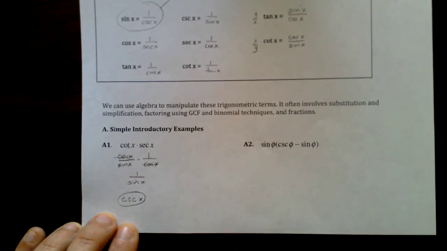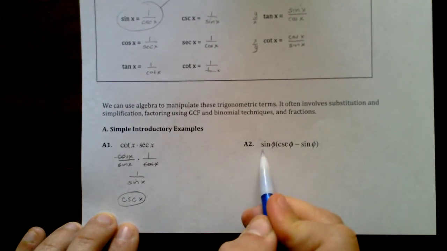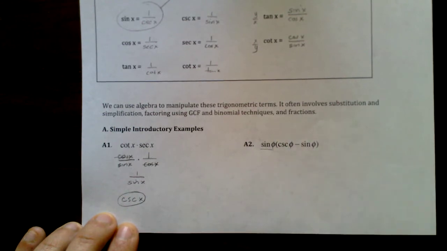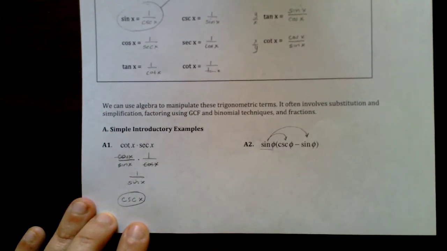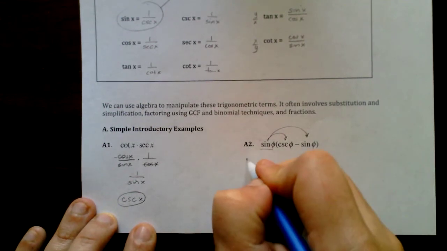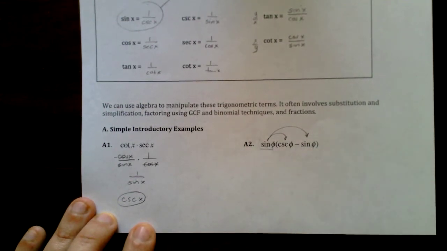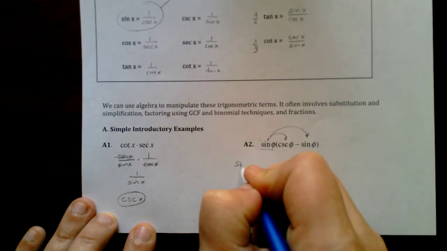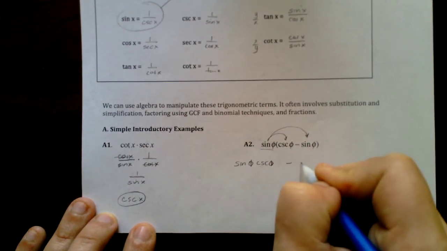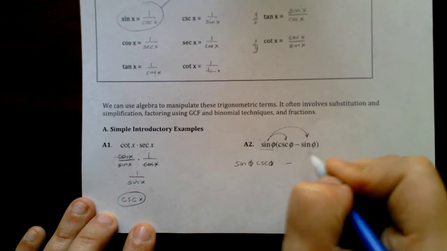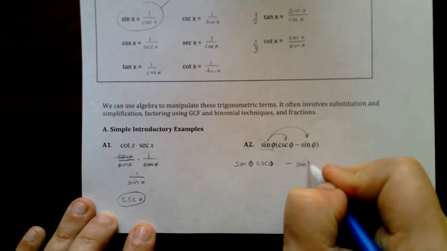When I look at example 2, and I'm given something where I have a term out front times a quantity, this is an example where maybe I want to distribute and then simplify. So notice I've changed Greek symbols. I don't have x, I don't have theta, I have a different Greek symbol. It's treated exactly the same. So it's sine times cosecant minus, now remember, sine times sine, we learned this earlier in the notes, is sine squared.